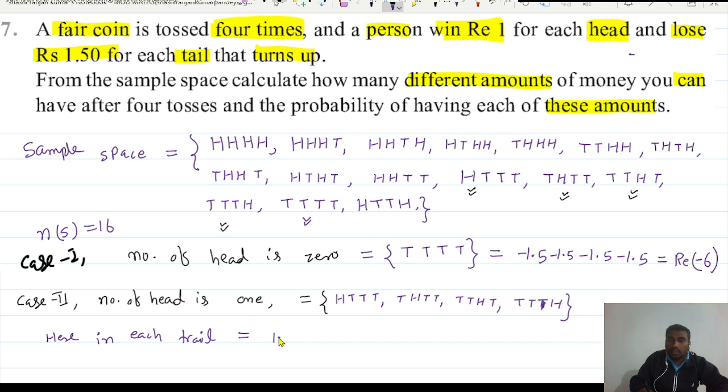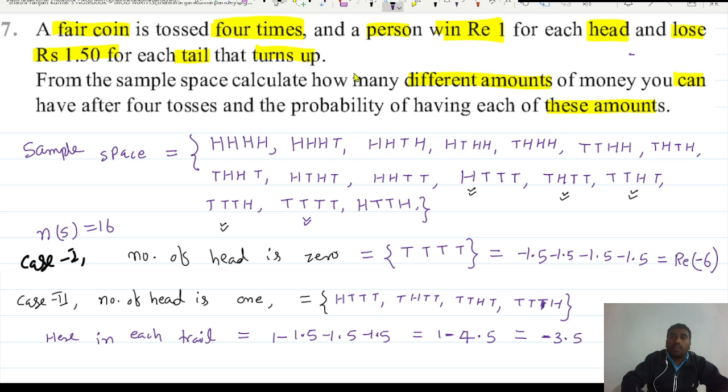is +1, then minus 1.5 because tail you are getting, then again minus 1.5, then again minus 1.5. So what is the amount? 1 minus 4.5, right? So what we are getting total after simplifying this? So we are getting here minus 3.5.